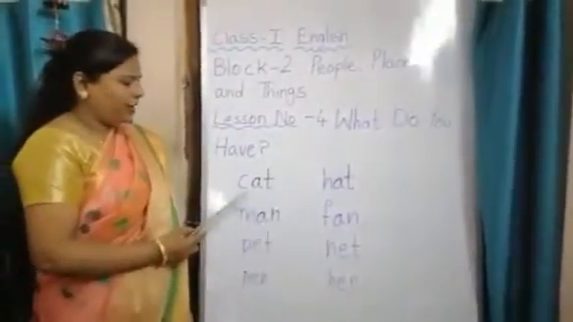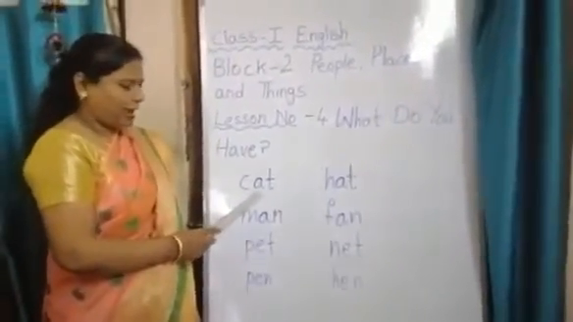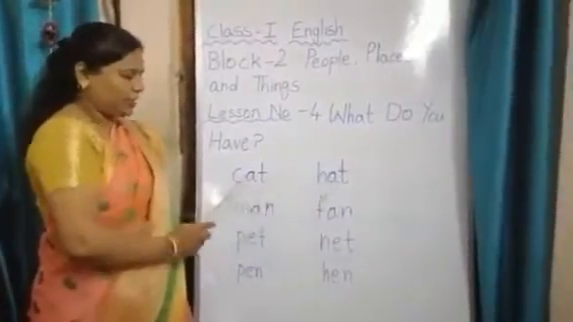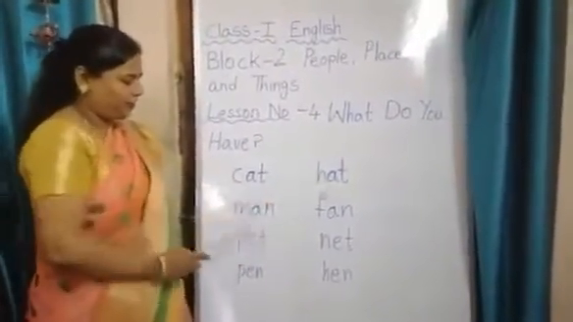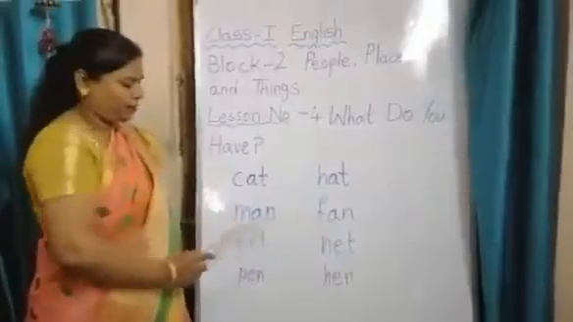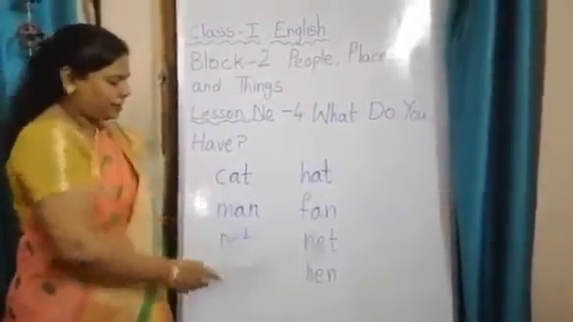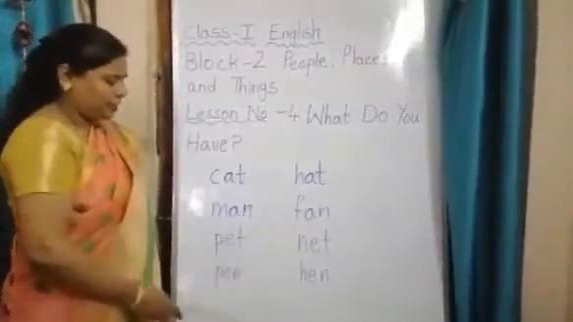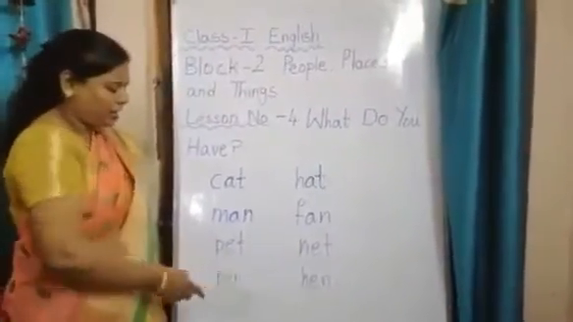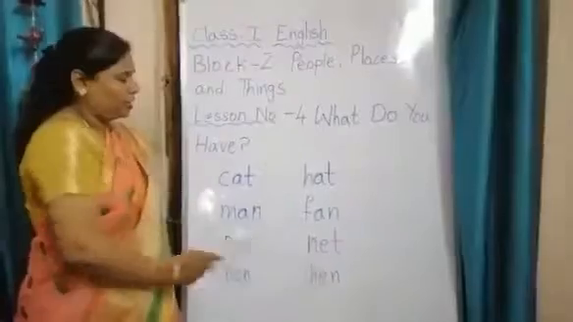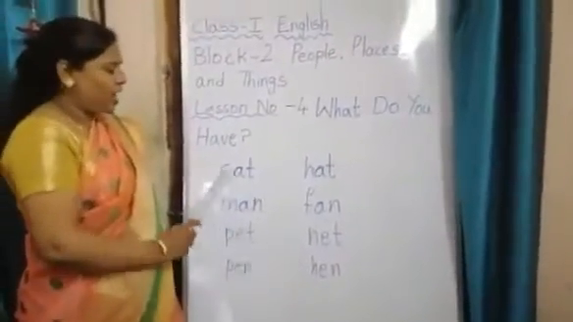Children, now let us read rhyming words. Cat, hat, man, fan, pet, net, pen, hen. These are some rhyming words, children.